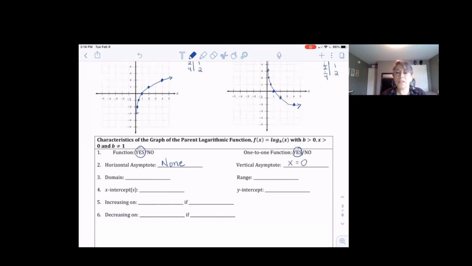The domain, notice it's only starting right after 0. So our domain goes from 0 to infinity to the right. Our range, however, covers everything top to bottom. So we go from -infinity to infinity. Our x-intercept is at (1, 0), whether it's increasing or decreasing. Since it's not crossing the y-axis, there is no y-intercept. It is increasing in that first graph from 0 to infinity, but notice in that first graph, our base was greater than 1. In the second graph, it's decreasing, still from 0 to infinity, but in that one, our base was between 0 and 1.